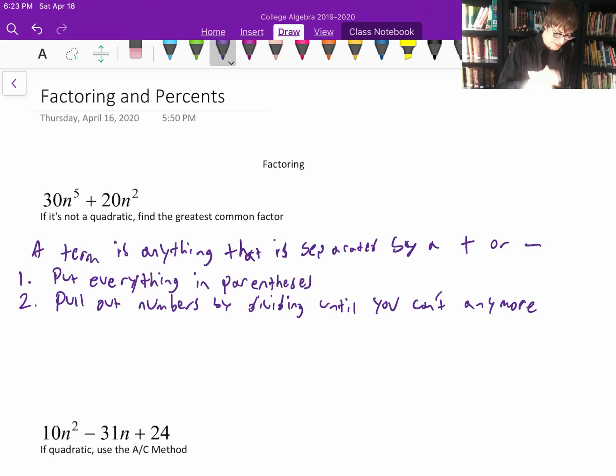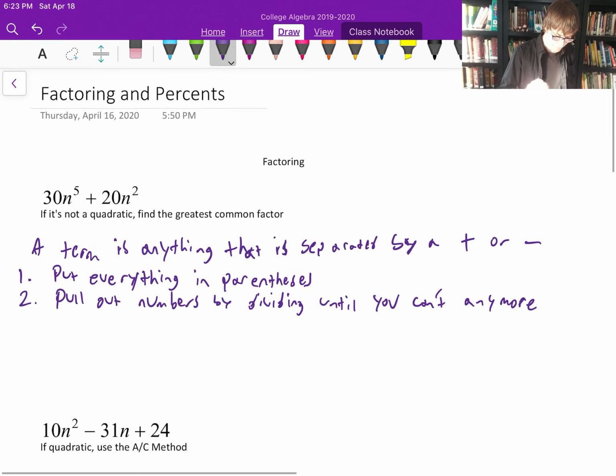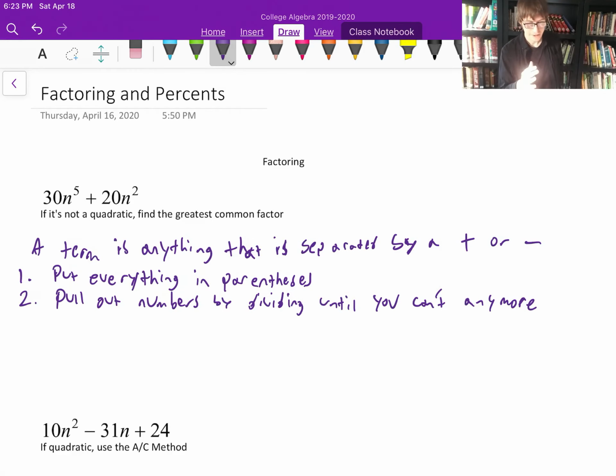Let's see what happens first if the highest term is not squared, if it's something else like a fifth power or just x or just q. Let's look at that first, and then we'll get into what quadratic equations do. So if it's not a quadratic, the way to factor it is by finding the greatest common factor. Before we delve into it, let's first lay some ground rules. In order to get factors, we have to talk about something called terms.